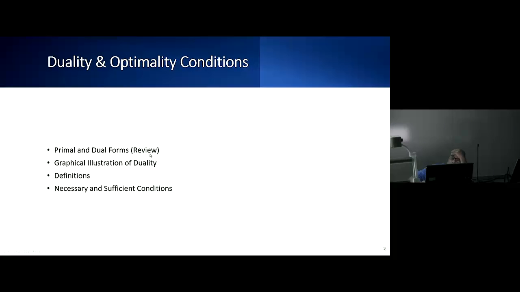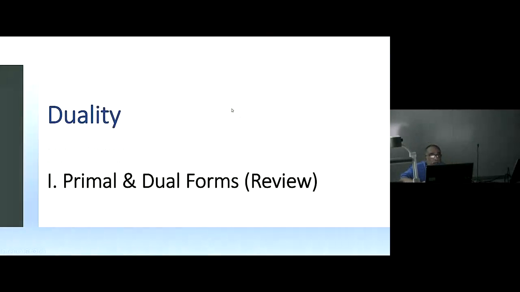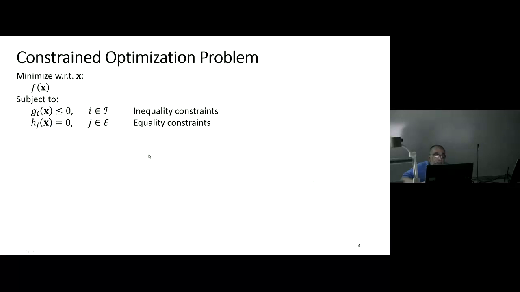So this is what we had looked at previously, primal and dual forms. And then I'll give you the graphical illustration. And then I'll introduce some definitions pertaining to optimality, and then necessary and sufficient conditions for optimality. And the fifth bullet would have been a graphical illustration of these optimality conditions, but that we'll do in the next lecture, along with some examples. Anyway, so primal and dual forms, we'll do a review.